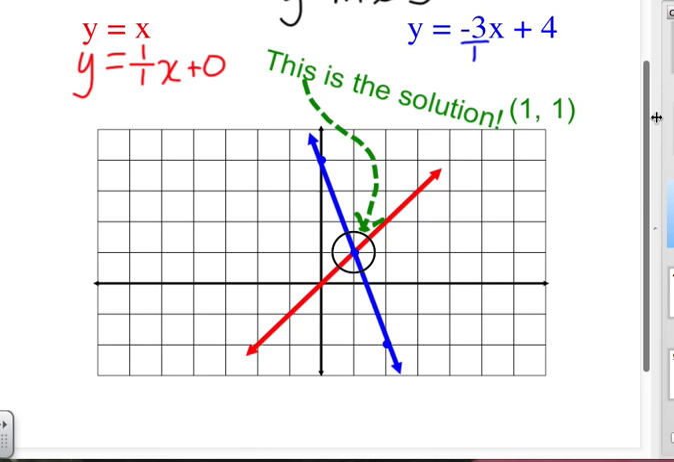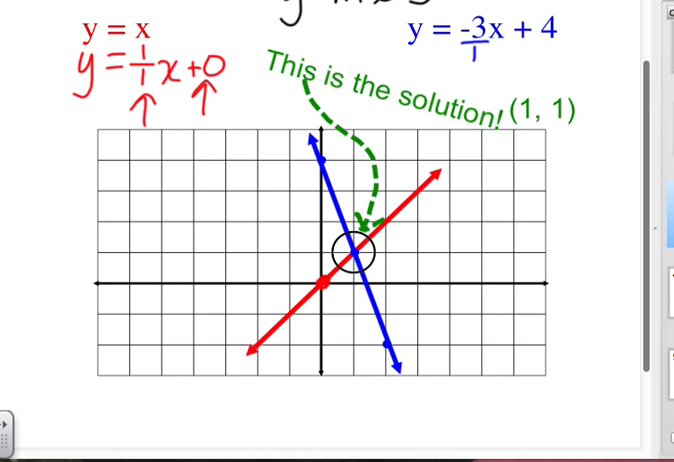Y equals 1 over 1x plus 0. So this plus 0 right there, that's your y-intercept. And from there, you use the slope of up 1 over 1, and I put these points and I graph the red line. Up 1 over 1, up 1 over 1. Awesome.